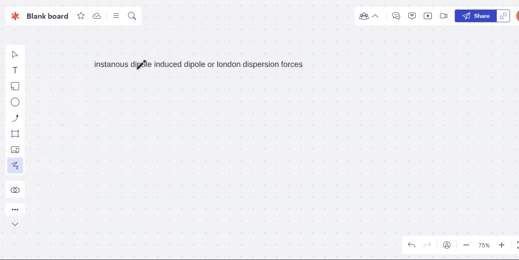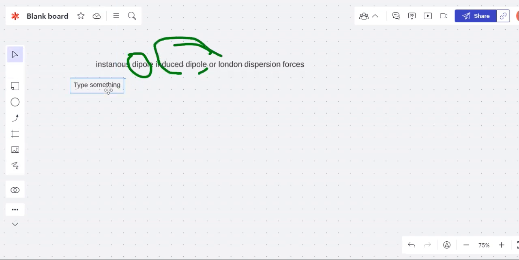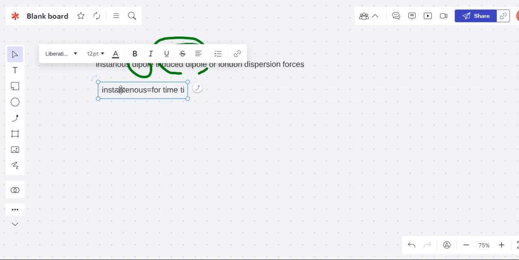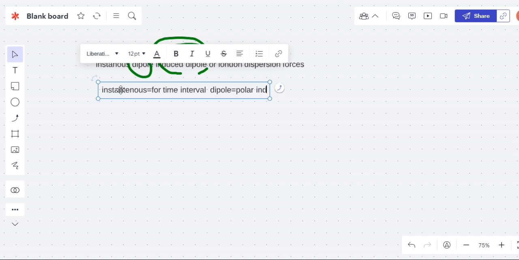Instantaneous means for a time interval, dipole means it has a polarity, and induced dipole means non-polar in nature, right? What does instantaneous mean? Let's write it. Instantaneous, maybe the spelling is not right, you can check it yourself. For a time interval, for a very short time interval. Dipole means polar, induced means non-polar.